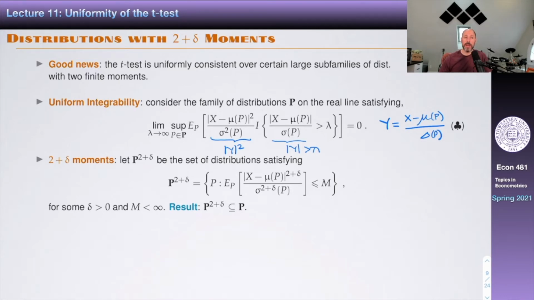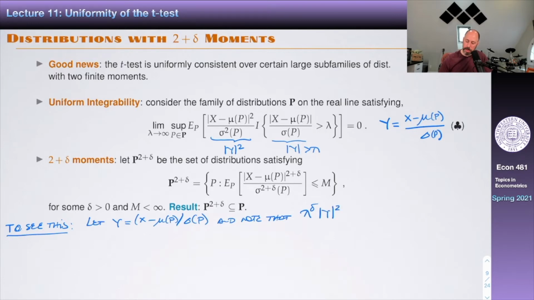So this is called the family of distributions with bounded 2 plus delta moments. And this family of distributions is a subset of the family of distributions that is uniformly integrable. To see this, let's prove it here because it's very simple. Let y be as before, x minus mu p divided by sigma p. And note that lambda to the power delta, y squared times the indicator that the absolute value of y is greater than lambda, is less than or equal to the absolute value of y to the 2 plus delta.